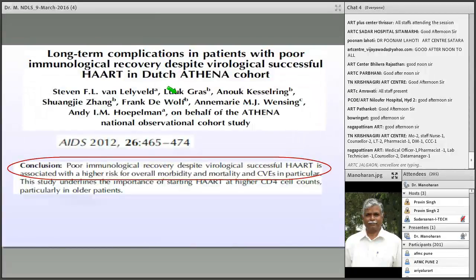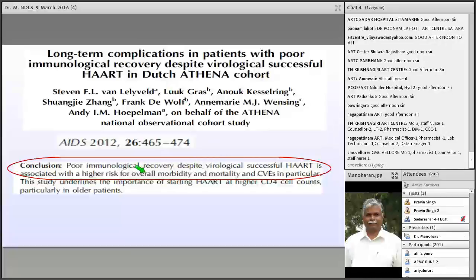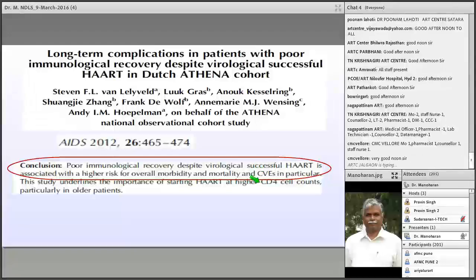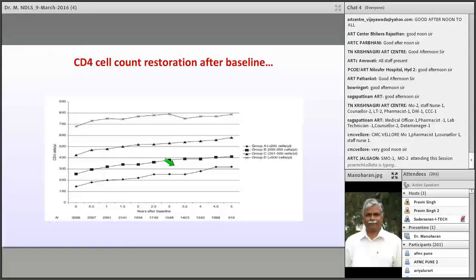Okay, coming to another study published in AIDS 2012, again the study says that despite virological successful HAART, there is a high risk for overall mortality and morbidity and cardiovascular events if the CD4 count is not improving well. That is, poor immunological recovery despite virological response leads to overall morbidity and cardiovascular events. Let us see some of the responses from this study.